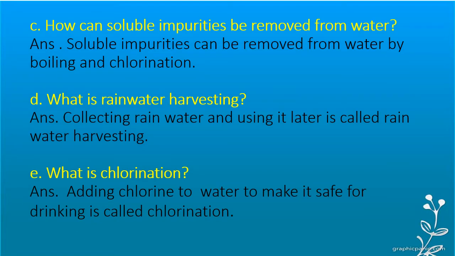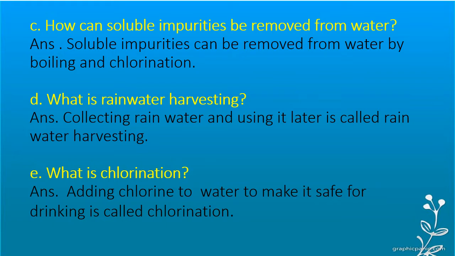Next question is how can soluble impurities be removed from water? As we have already studied, soluble impurities can be removed from water by boiling and chlorination. Next question is what is rainwater harvesting? So students, the answer is collecting rainwater and using it later is called rainwater harvesting.